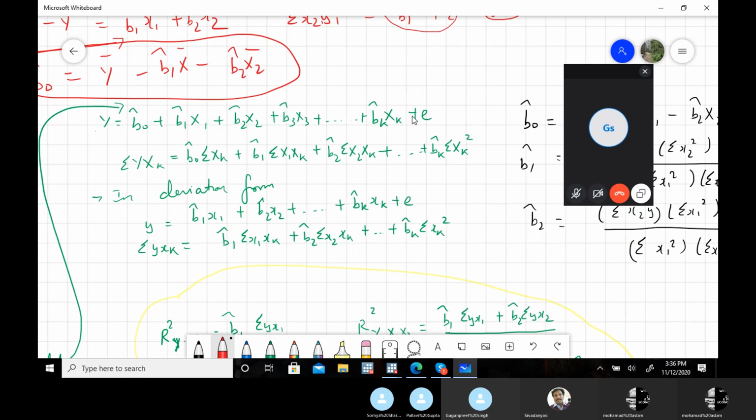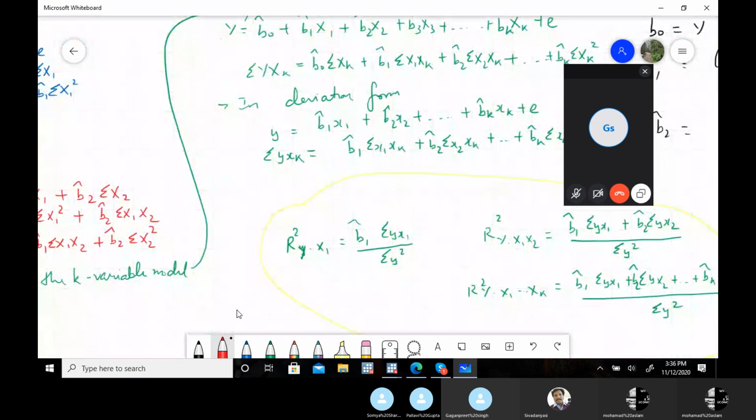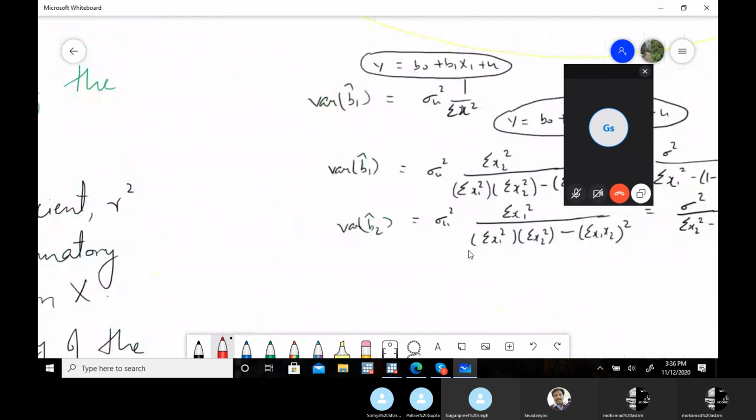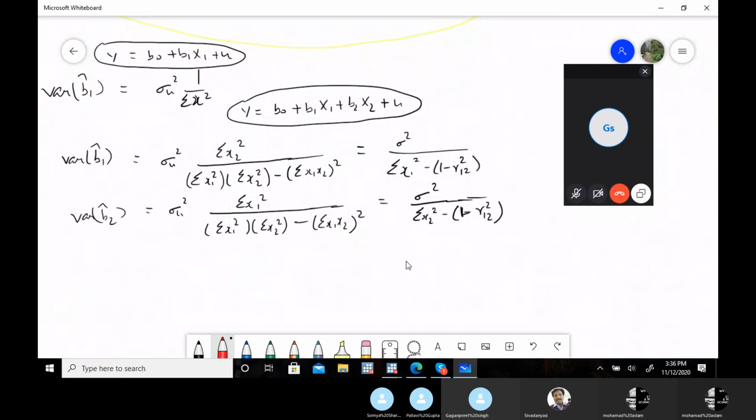So I was trying to explain this variance part, how these formulas are derived. Let me give you this example. I'm taking it from Koutsoyiannis, because in Gujarati it is given, but the derivation is not given for this two-variable model. It's actually quite easy, and not something very difficult that you have to worry about for these variances.